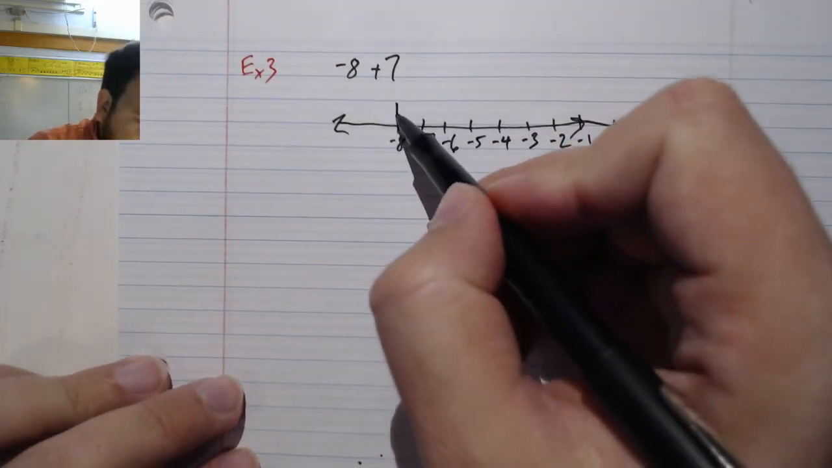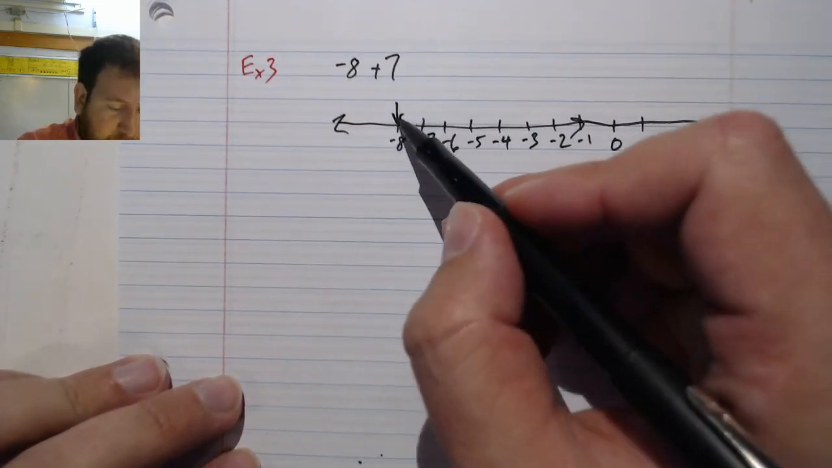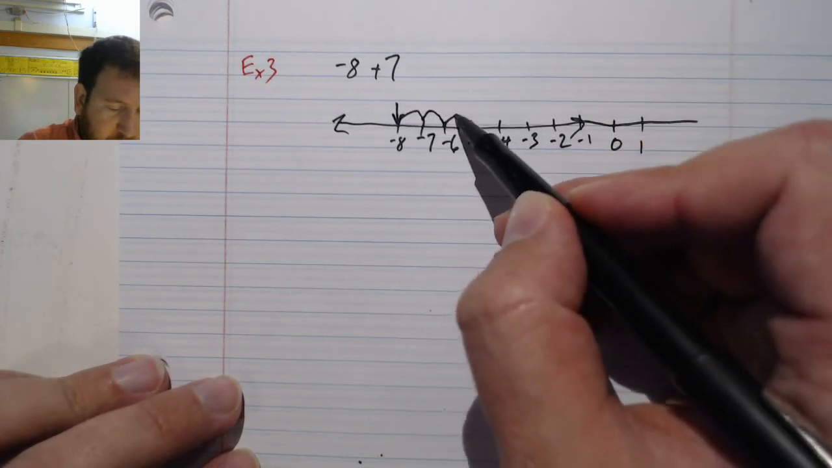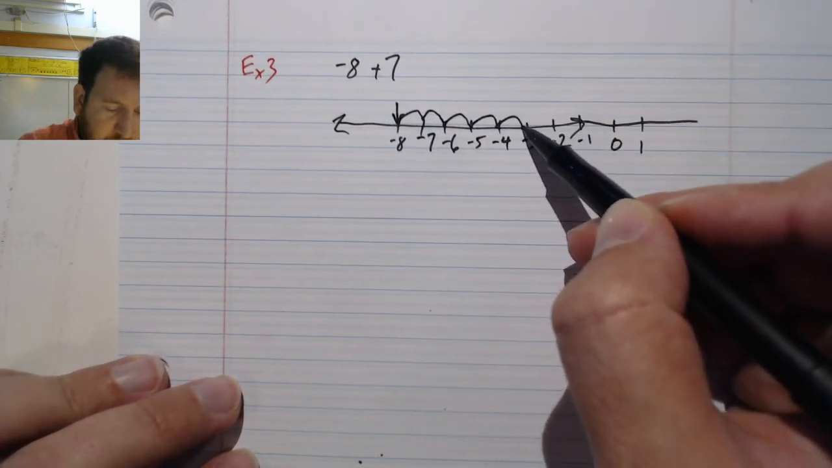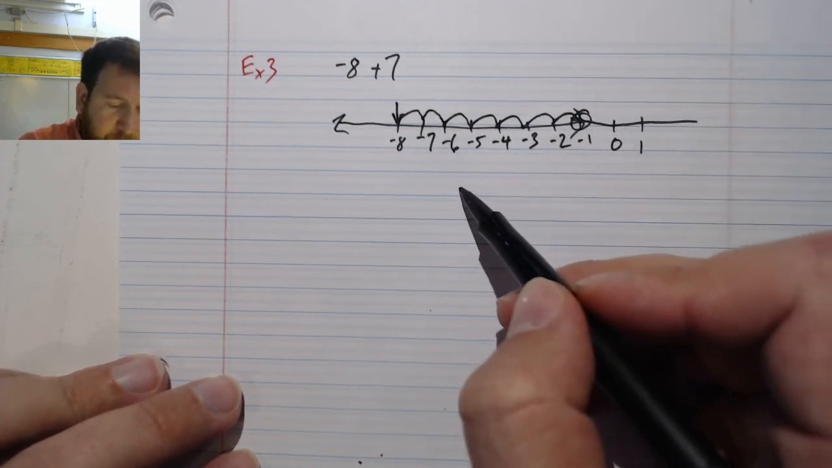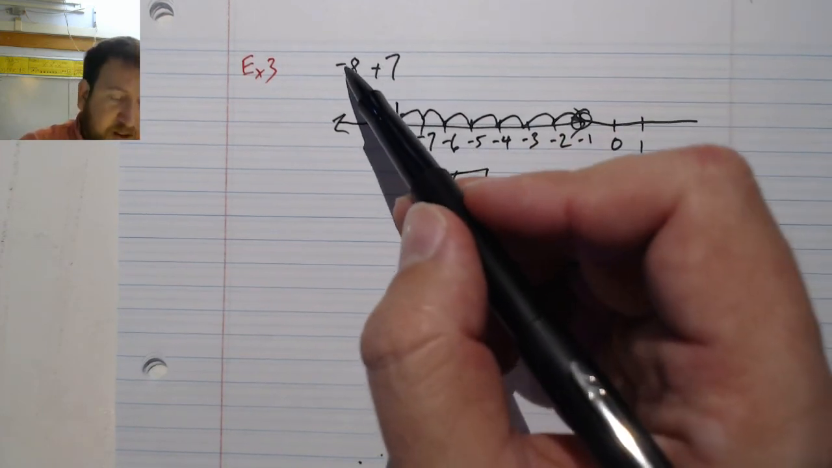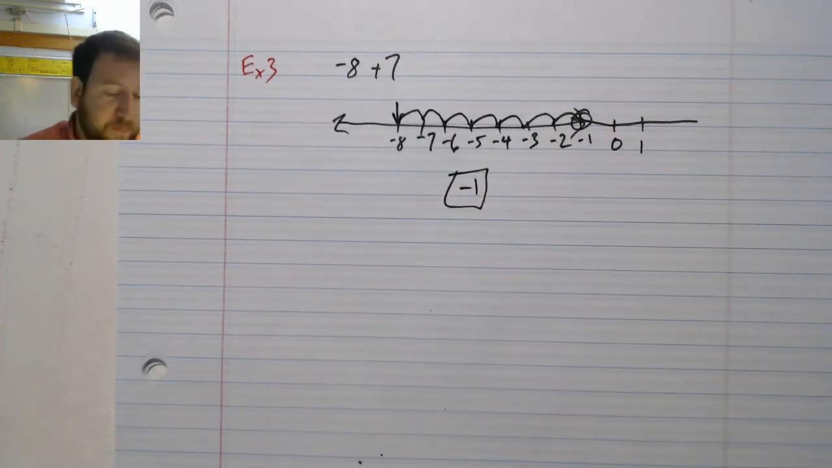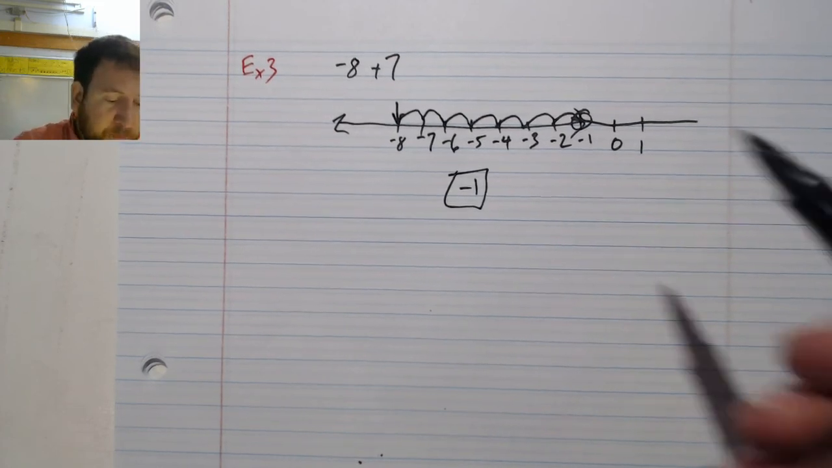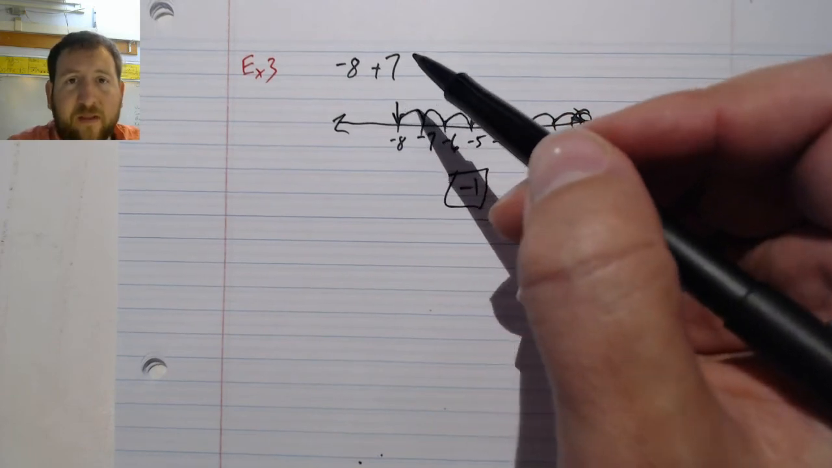I'm going to start at -8, and I know that I'm going to move to the right 7 because I'm just adding. 1, 2, 3, 4, 5, 6, 7. I'm going to end at -1. And I'm going to get my answer at -1. And I know that because if I start at -8 and I move to the right 7 places, I'll definitely end up with -1. If I owe someone $8, I give them 7, I still owe them $1.